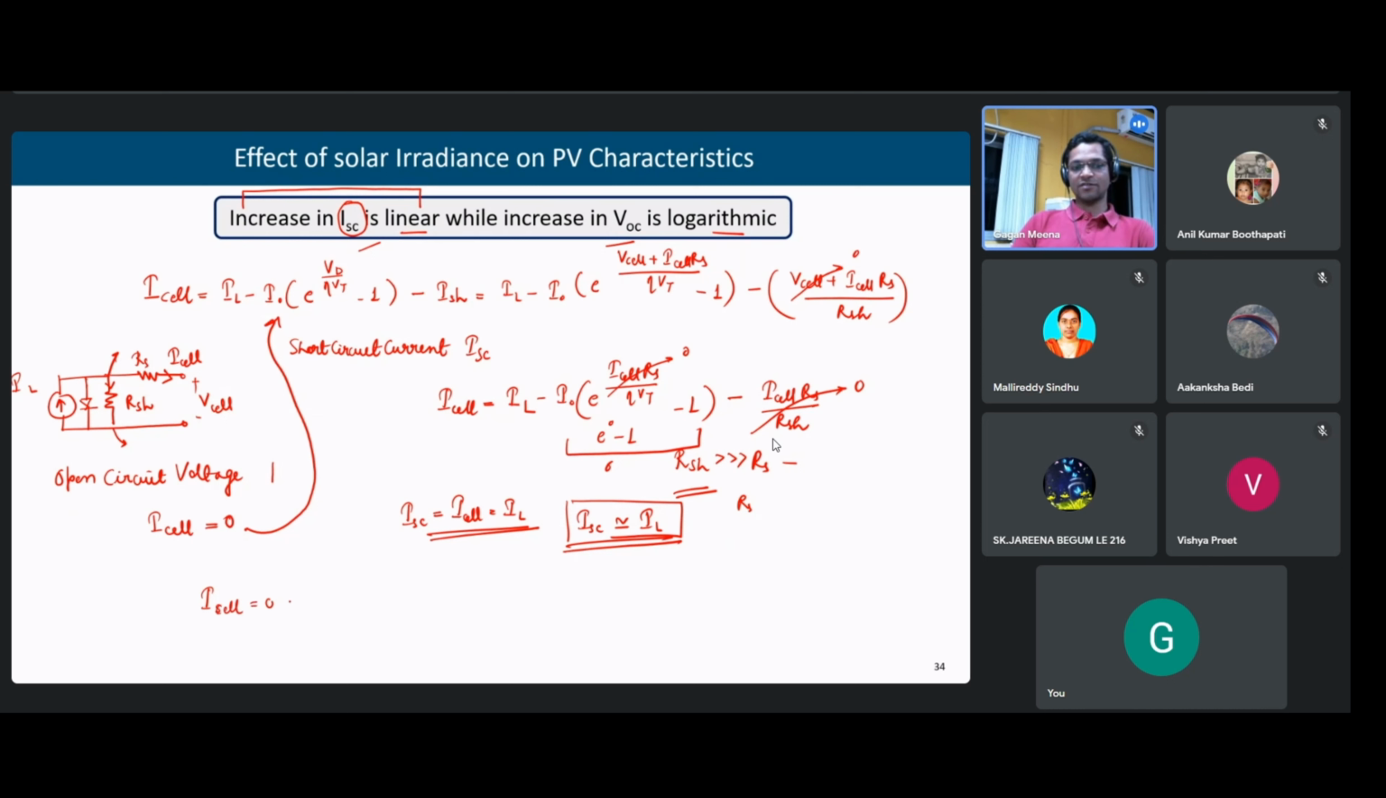This I cell, which is 0, becomes equal to IL minus I naught e raised to power V cell by eta VT minus 1, and this is V cell by RSH. RSH is very big compared to VOC. This is in kilo ohms and this is some volts, around 20 volts you can say. So this is negligible, so we can neglect this as 0. I will write here.